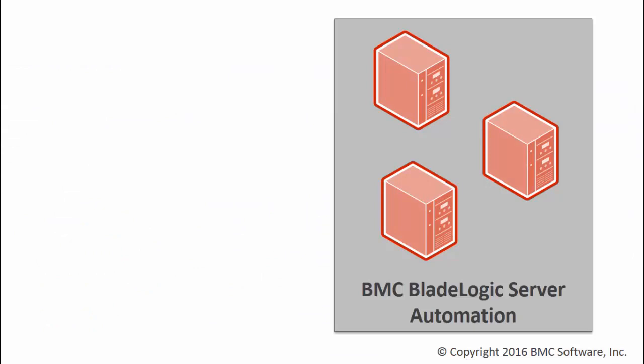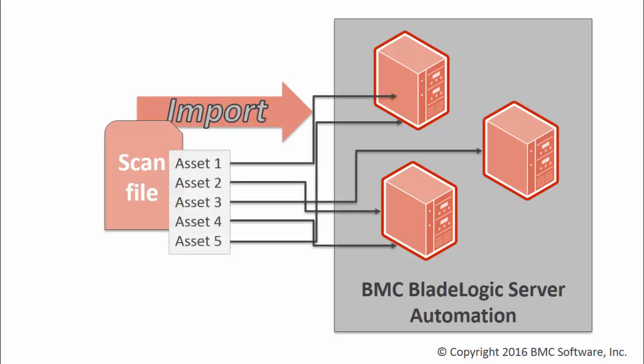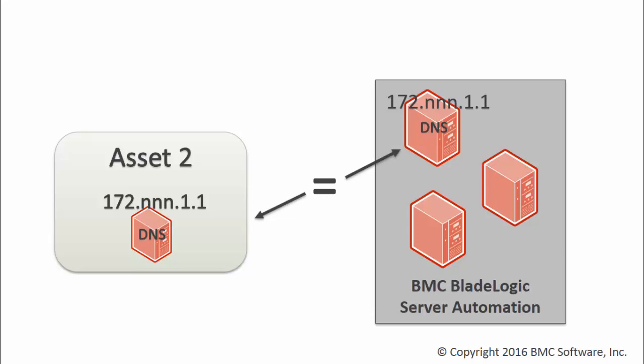The process of importing a scan file also automatically maps assets in the scan file to servers that BMC Server Automation manages. The mapping process attempts to match the IP address and DNS server of an asset to an IP address and DNS server of a server managed in BSA. In Threat Director, we refer to those managed servers as endpoints.